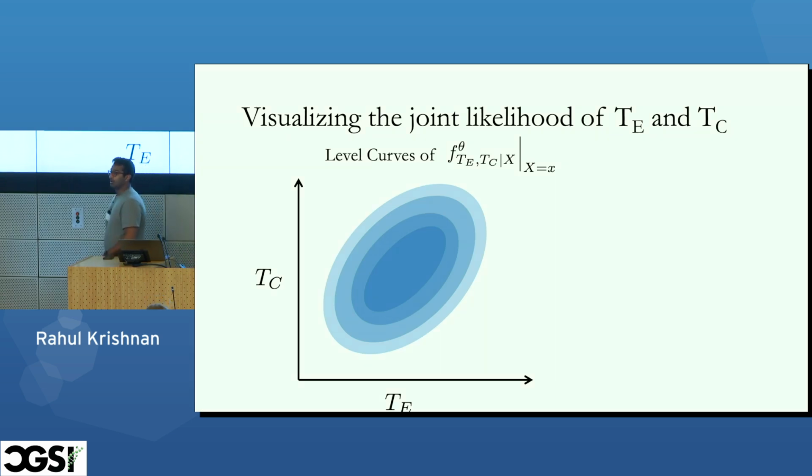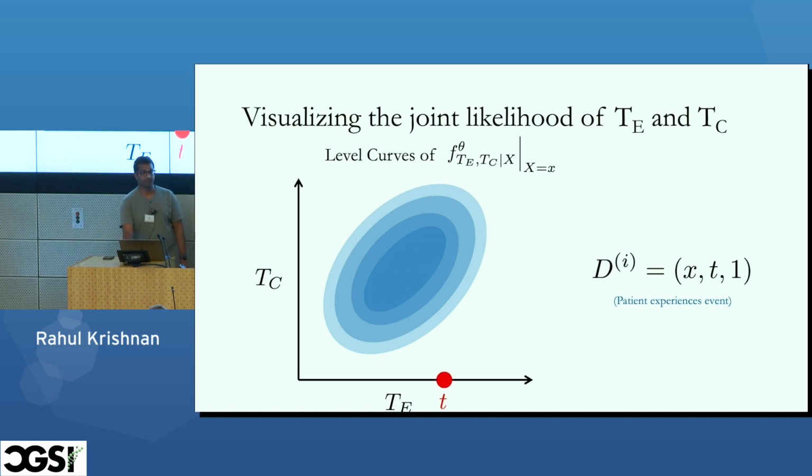So let's go back to thinking just about these two random variables, the event time and the censoring time. And if we were to just plot the joint distribution between these two random variables and pretend that it looks like this cartoon figure over here, we can ask what happens to a patient who experiences an event at some point time t. So t here, in this red dot, means we can look at the intersection of where in this joint distribution this patient's data actually lies.